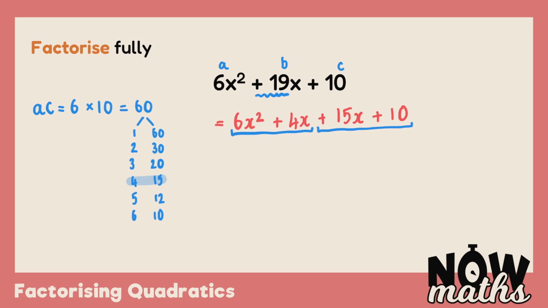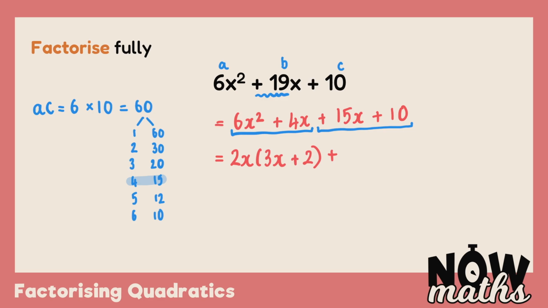So looking at the first part first, 6x squared and 4x have a highest common factor of 2x. So we bring that to the front of our bracket. And then 6x squared divided by 2x is 3x, and 4x divided by 2x is 2. And we can close our bracket off.